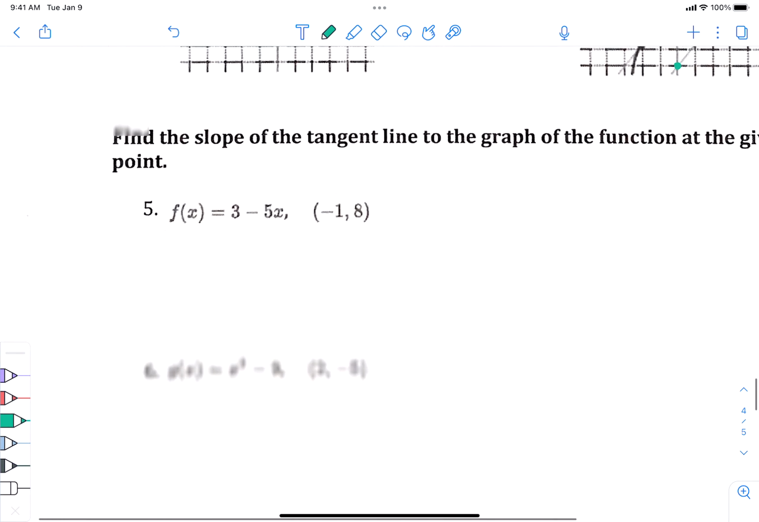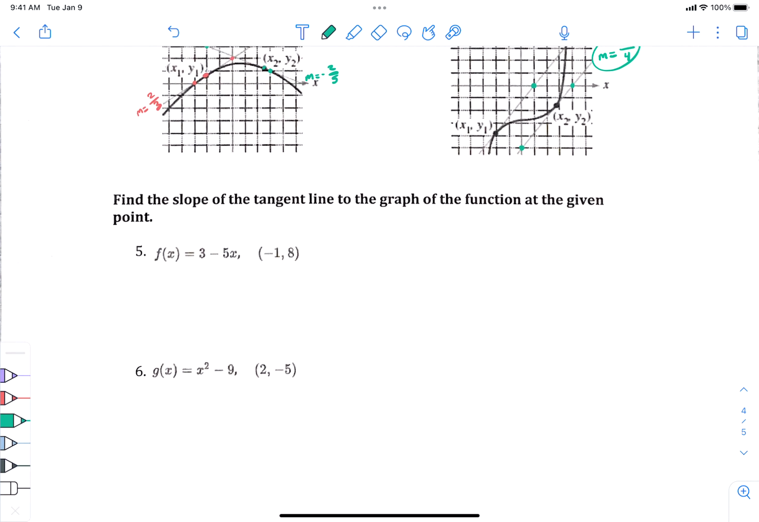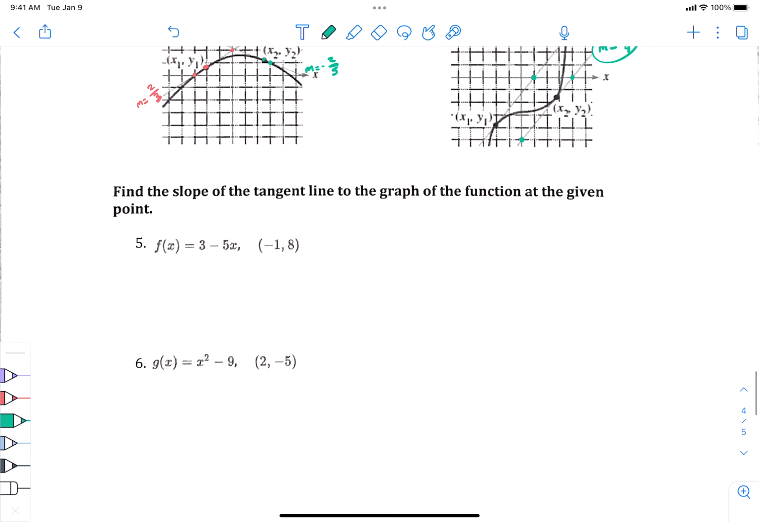Find the slope of the tangent line to the graph of the function at the given point. Okay, so this is a linear function. We're trying to find its slope at the point -1, 8. The formula for the limit: the limit as the change of x goes to 0 of f of c plus change x minus f of c all over change x. That's our formula that we're going to use.